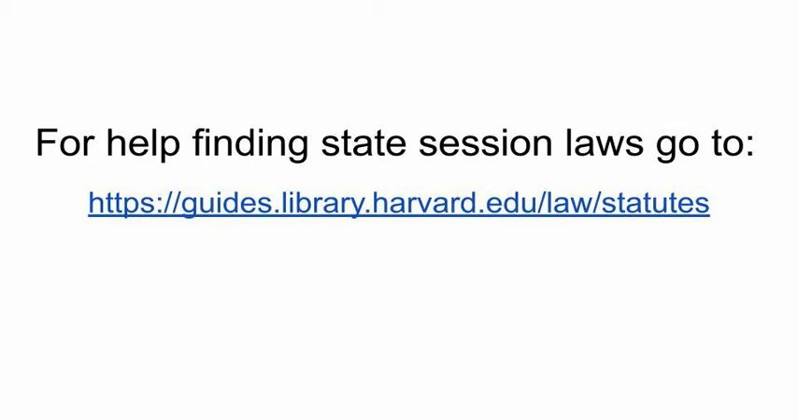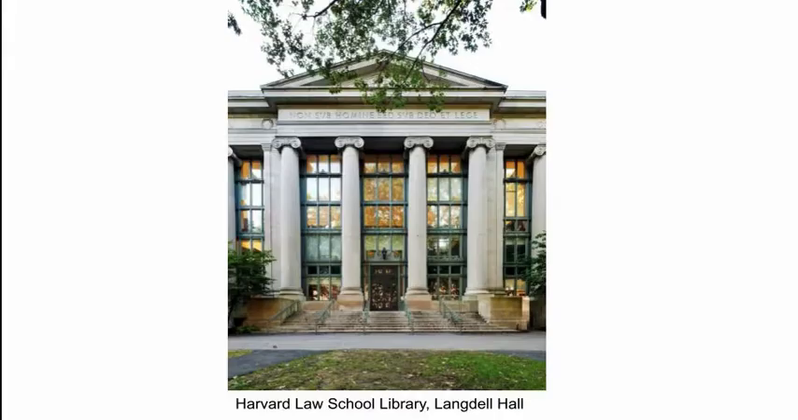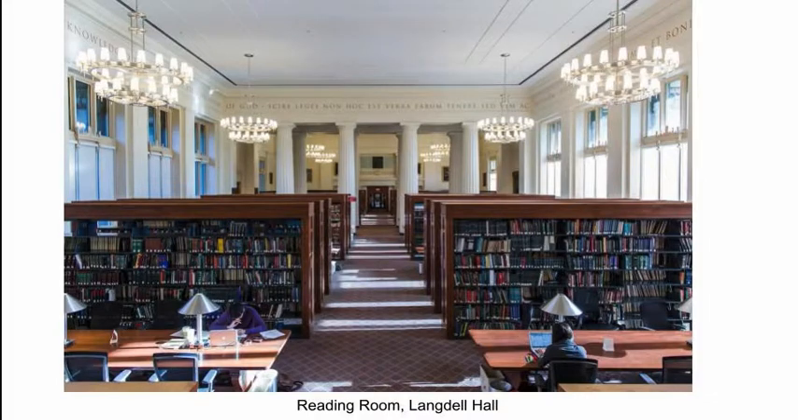For help finding state session laws, go to guides.library.harvard.edu/law/statutes. The Blue Book lists the names and citation forms for each state's codes in Table 1.3. If you have access to Harvard Law School Library, go to the fourth floor reading room and look for the print volume on the shelf.